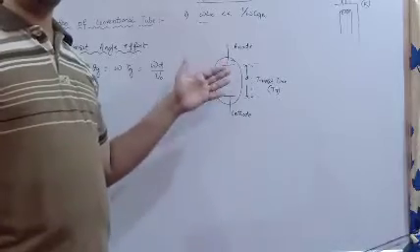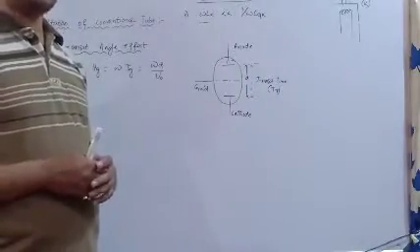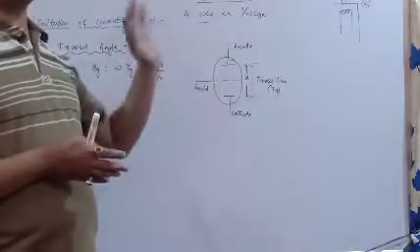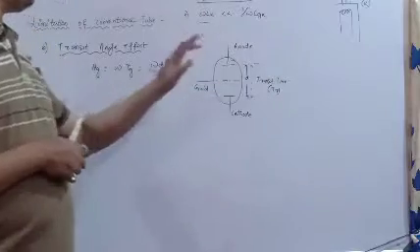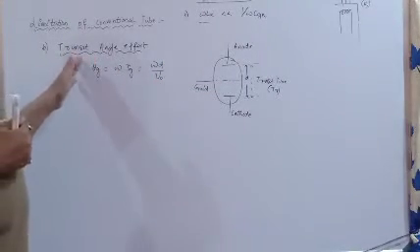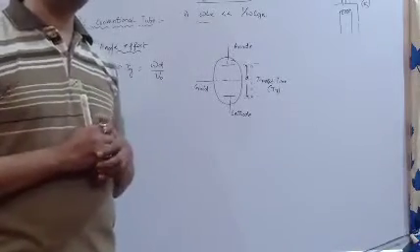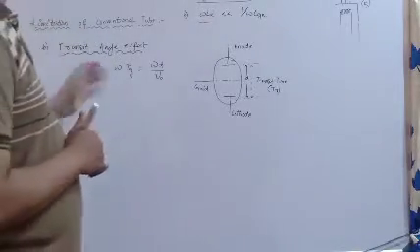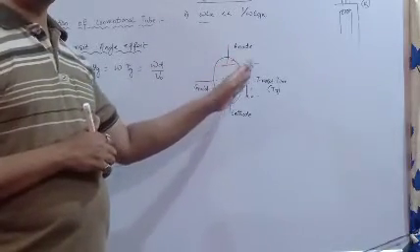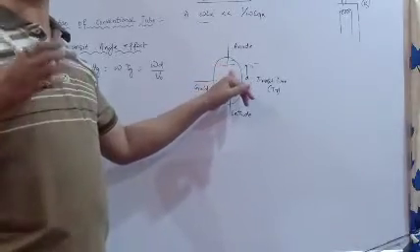It means if you increase the distance between the electrodes, the transit time also increases. If the transit time increases, the transit angle is also going to increase. If the transit angle increases, what will happen? The time taken by a particular electron to reach the anode is very high.